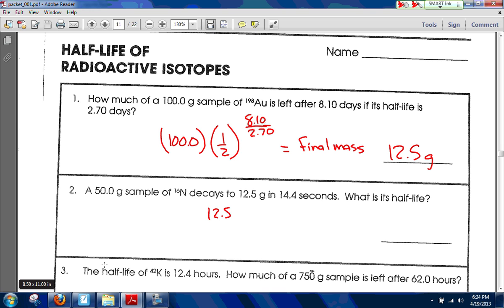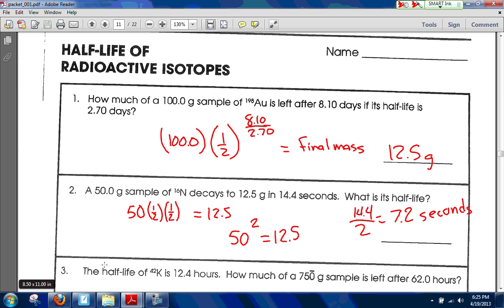We get 12.5 is equal to 50 times 1/2 raised to the n number of half-lives. The other way of looking at this is how many times do you have to multiply 50 times 1/2 to get 12.5? Okay, so we like to do it the easy way. Just do 50 times 1/2, and that gives you 25. And then you do 1/2 again, and that gives you 12.5. So that means 2 half-lives. And we did 2 half-lives in 14.4 seconds. So 14.4 divided by 2 is equal to 7.2 seconds.